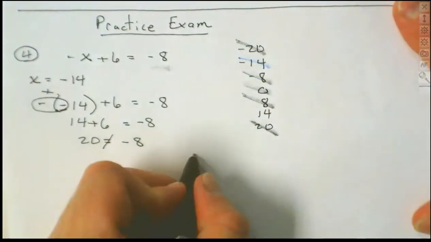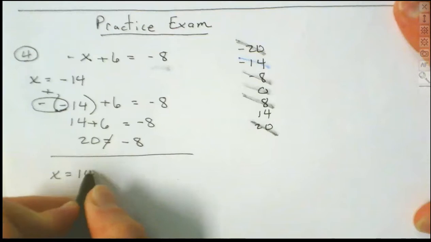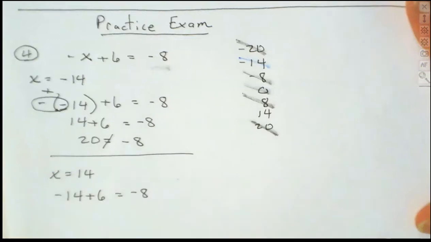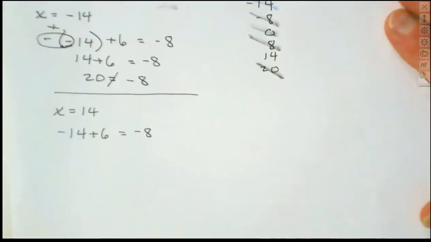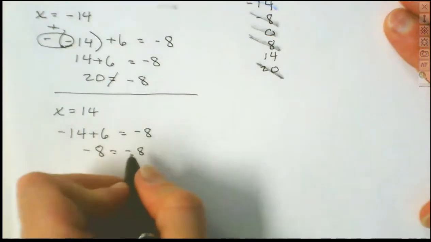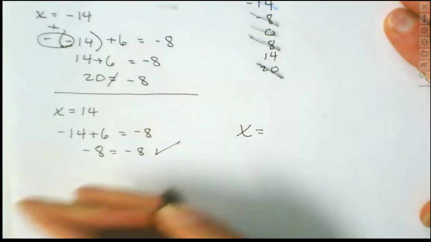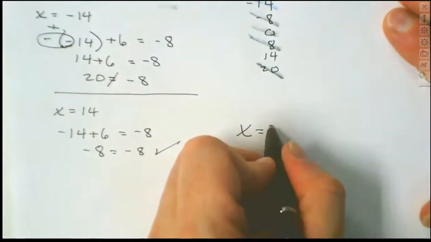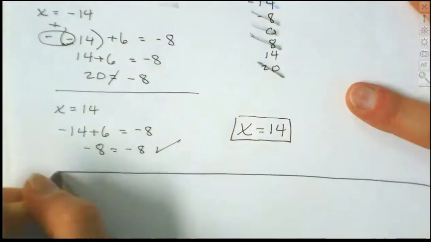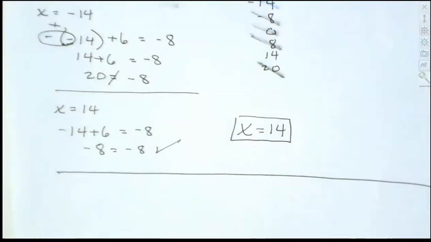Because if we check positive 14, we get minus 14 plus 6 equals a minus 8, right? And minus 14 plus 6, well, that's a negative 8. The sides match, so our answer should be x equals what now? X equals a positive 14. So be very careful with those double negatives there. Because when you put a negative in, you put parentheses around it, and if there's a negative out front, it just comes along with it.